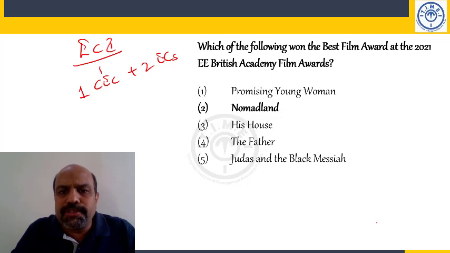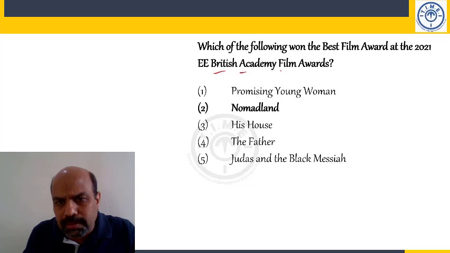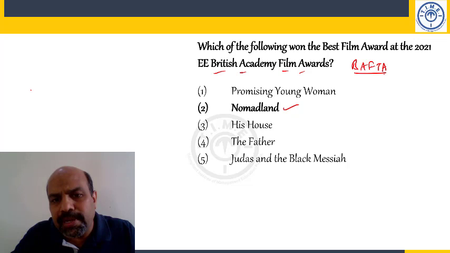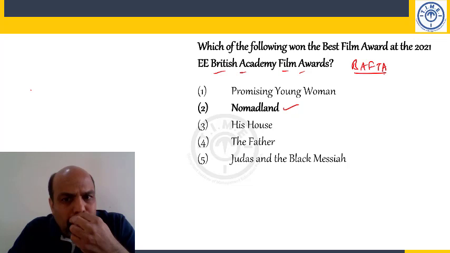Which of the following won the best film award in the 2021 BAFTA awards? BAFTA, British Academy Film Awards. The best film, Nomadland. So we will take this list. Please write this. Best film: Nomadland, N-O-M-A-D-L-A-N-D. Nomad means someone who's a gypsy, Banjara, doesn't have a settled life, moves around between places.